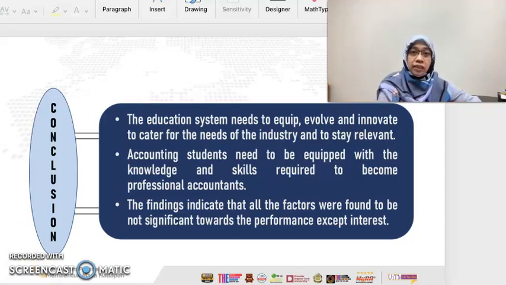These findings indirectly indicate that without interest, perseverance and persistence cannot be achieved, which can finally lead to improved performance. Future studies may then look into the factors that can inculcate interest in these students. With that, I thank you.